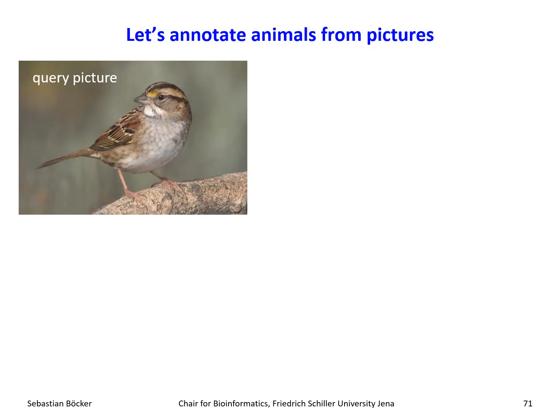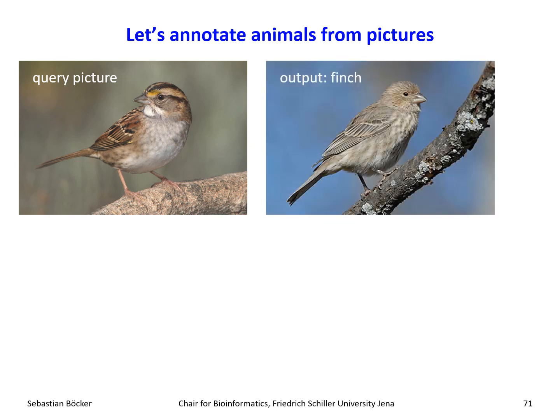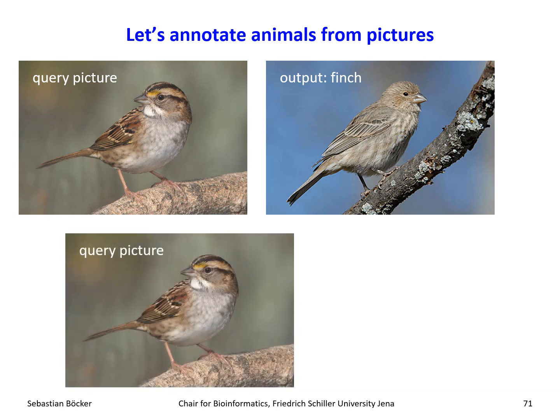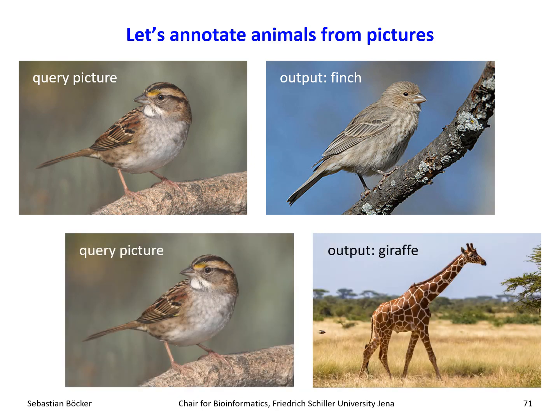Now let's assume we want to annotate animals from pictures, and let's assume this is our query picture. Then we would not be totally happy if our method outputs this is a finch, because it's not, but it's a sparrow. But at least, it's not that crazy an annotation. It's still a bird. It's a somewhat similar looking bird. And so it's not nice, but it's also not totally crazy. On the other hand, if this was a query picture and our method would give us the output, this is a giraffe, I think we would think of the method as being a little bit crazy, right? How could it possibly get this wrong?